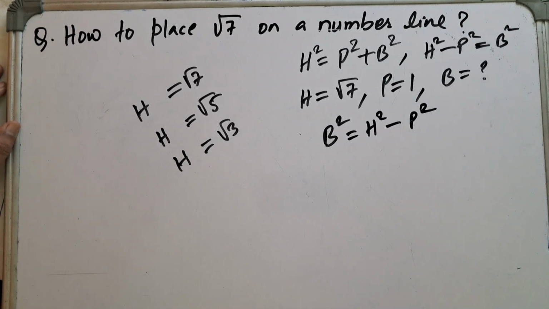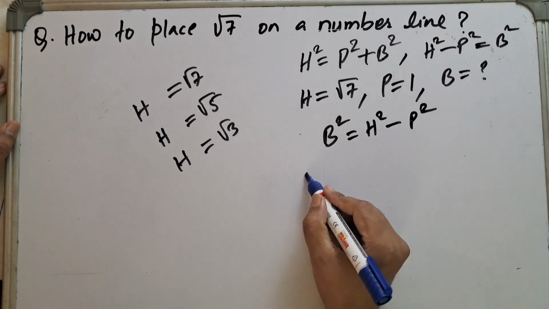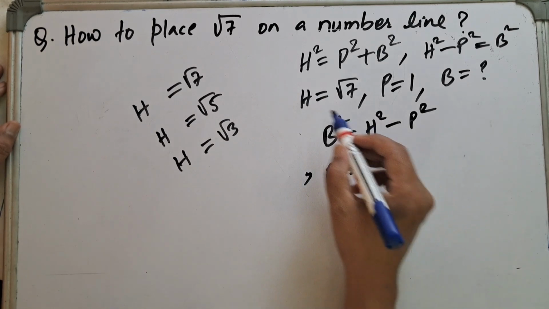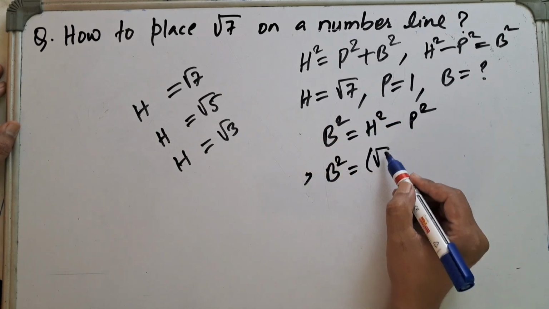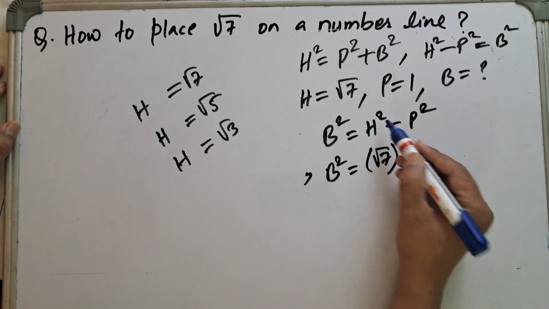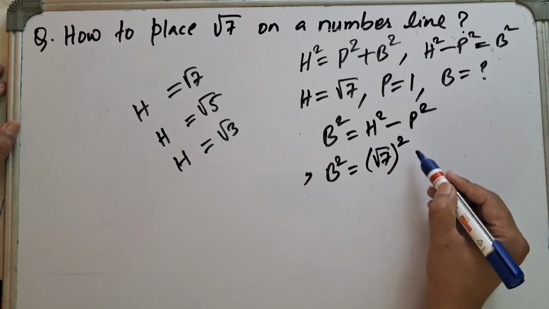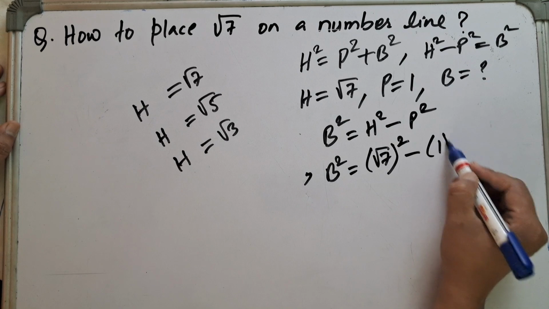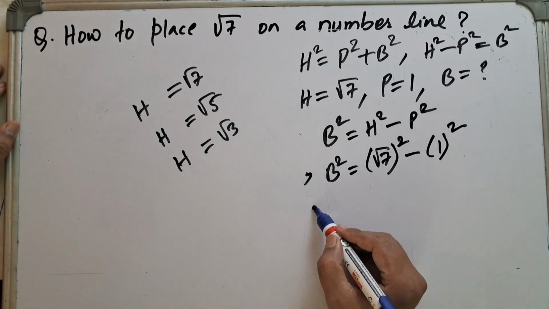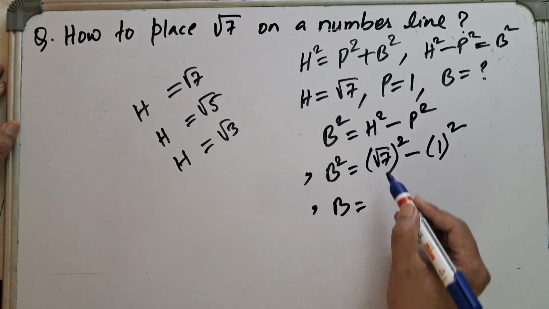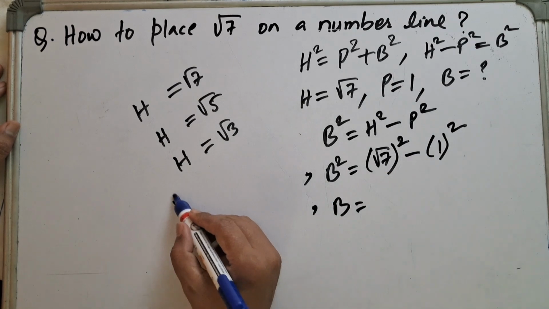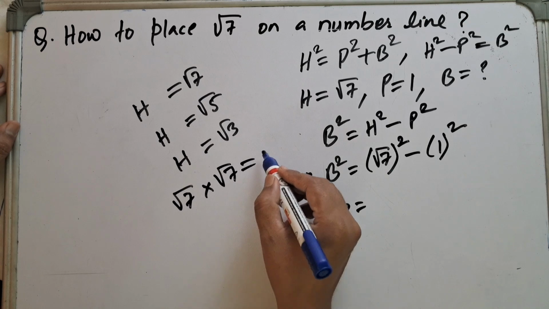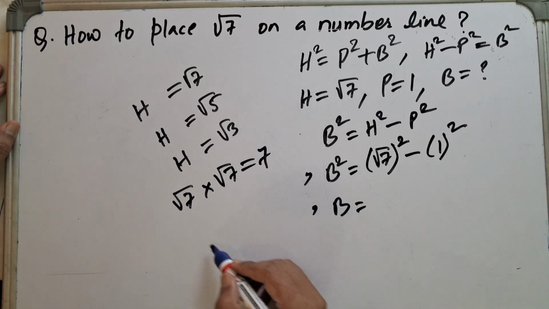From this relation we are going to find base. B square equal to, so what is h? H is root 7. We write root 7 here, square, minus sign we write here. So p is 1, so we write 1 square. Root 7 square means root 7 into root 7. So root 7 into root 7 equal to 7, isn't it?